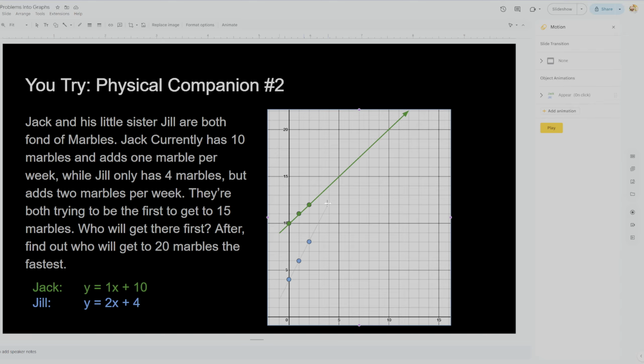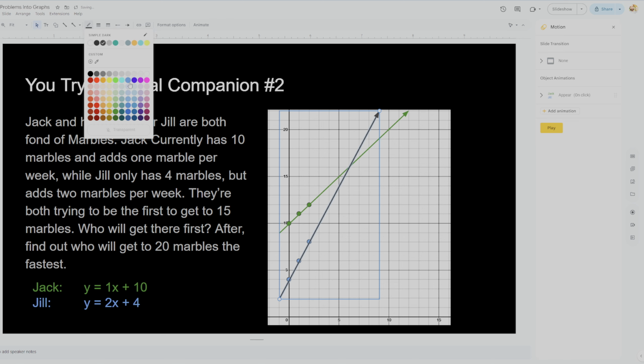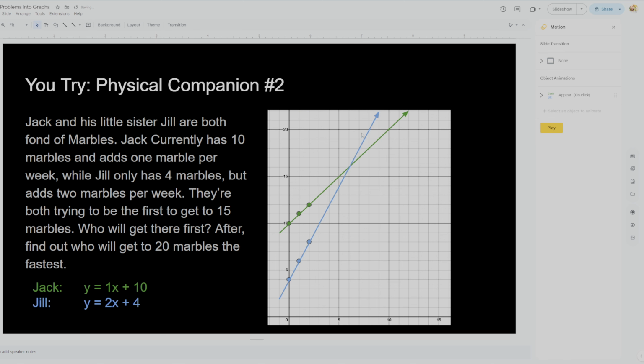And we know that Jill is going to keep going up 2 over 1. So we'll keep doing up 2 over 1, and up 2 over 1. Great. So there is Jill's line right there. All right, and because it's Jill, let's make it blue. And we have now graphed both of these.